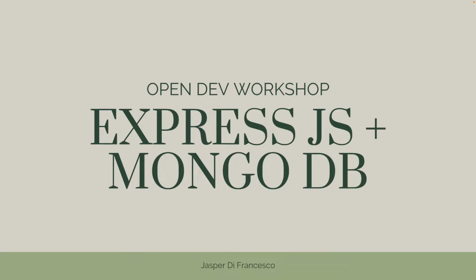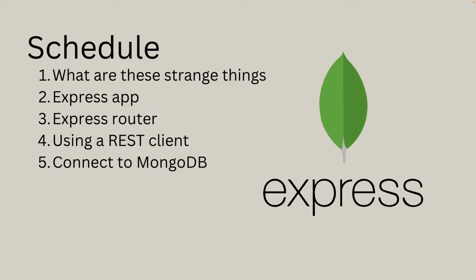So today we're going to work through ExpressJS and MongoDB. ExpressJS is just a way of building up an API, and MongoDB is just a database to store all the data from the API. So we'll just go through a schedule. Firstly, we're going to talk about what these strange words like MongoDB, ExpressJS and APIs are. Then we'll go through building up an Express app and an Express router, then using a REST client to interact with that Express app, and then finally connecting that to MongoDB.